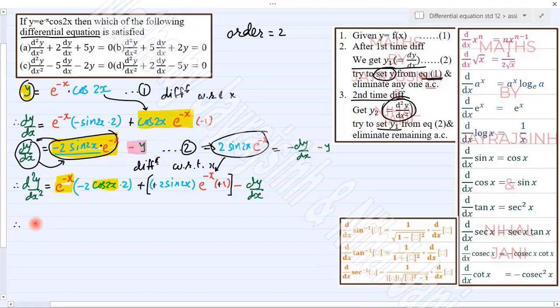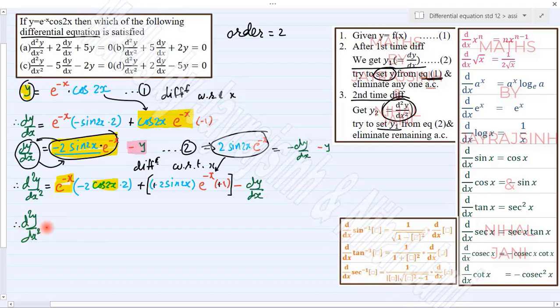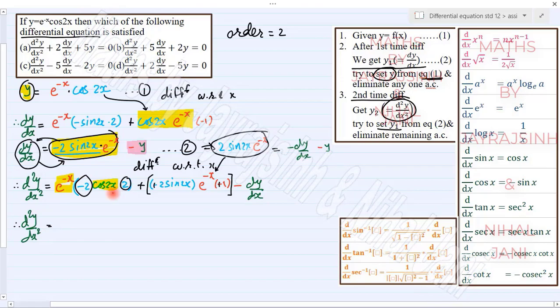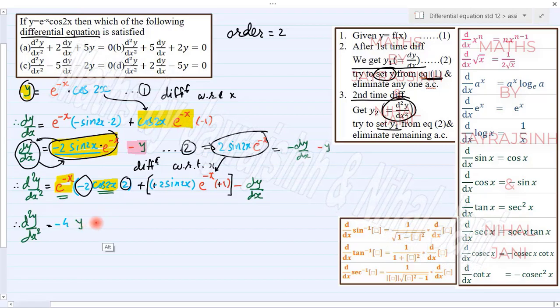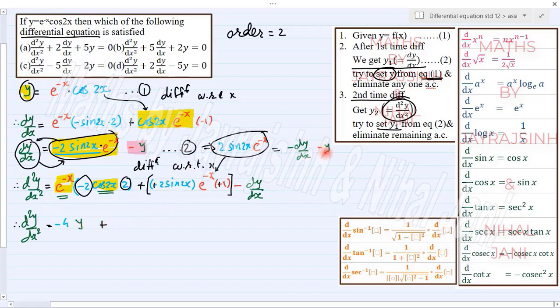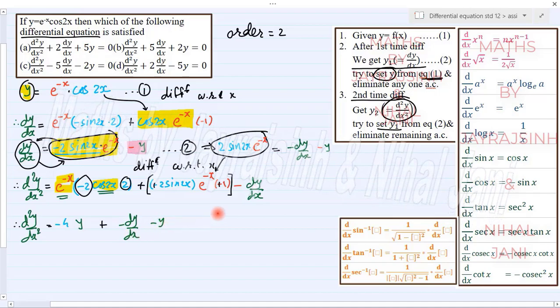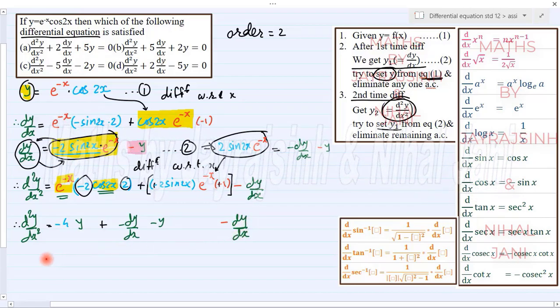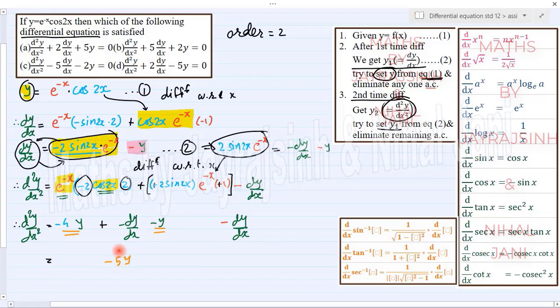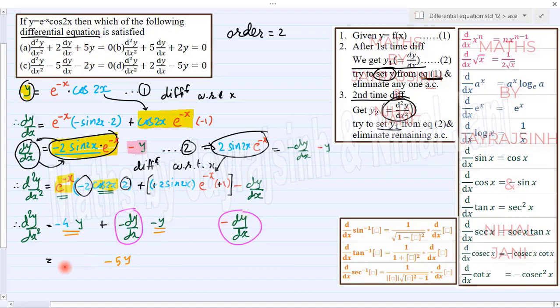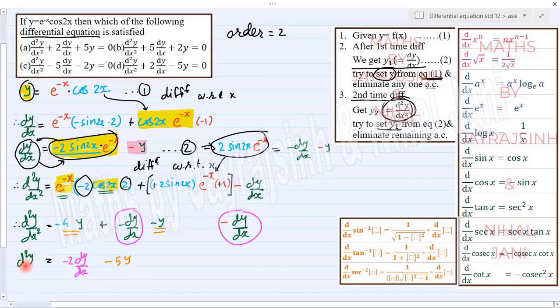So our term will be simplified as d square y by dx square. Here this minus 2 and plus 2 will become minus 4. E raised to minus x cos 2x will be your y, plus this whole bracket from the second equation will become minus dy by dx and minus y, and your minus dy by dx will remain as it is. So here we'll get minus 4y and minus y will be minus 5y, and minus dy by dx and minus dy by dx will become minus 2 times dy by dx.